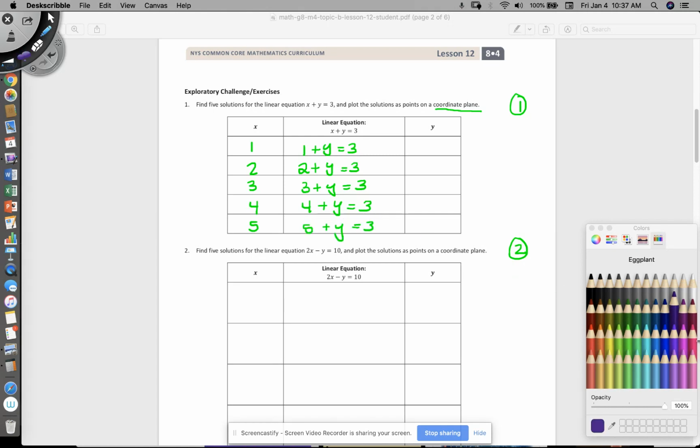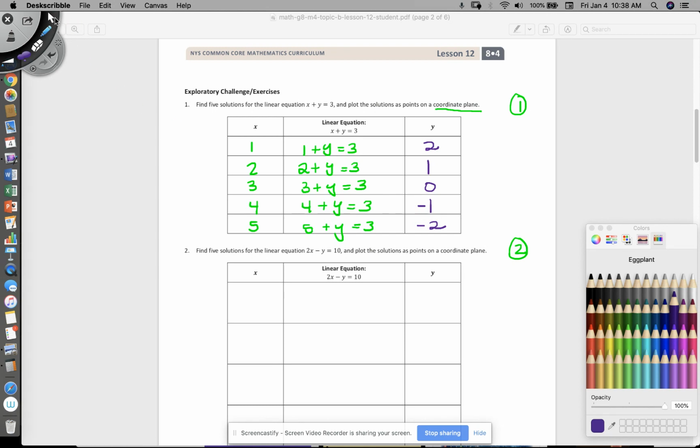Now, we don't even need our calculator, hopefully, for this one, friends. Just ask yourself, 1 plus what gives me 3? Well, 2. 2 plus what would give me 3? 1. 3 plus what would give me 3? 0. Now, this one you might have to think. 4 plus what gives me 3? Well, obviously, I'm subtracting. So how about 4 take away 1, which would be a -1. And 5 plus what gives me 3, which means I'm going to subtract 2.